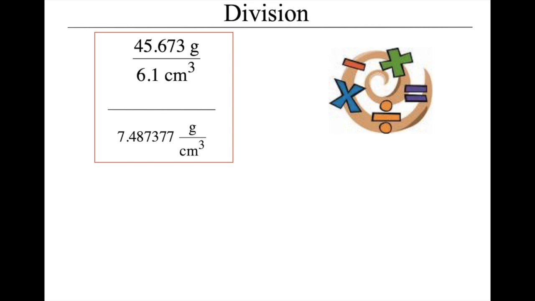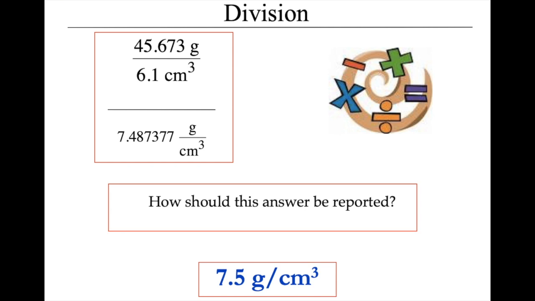So we know that we're going to keep the 7. And then after the decimal, we're going to keep the place value of the 4. But if we look to the right of the 4, there's an 8 there, which tells us that we have to round up to 7.5 grams per cubic centimeter.